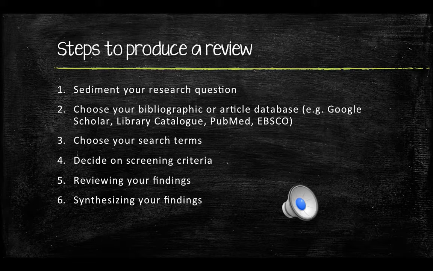So if you look into the literature on how to do a literature review, ironically, you'll find that most authors have divided the activity of creating a literature review into a series of subtasks. These all relate to your broader research project. The first thing you need to do, and which you have already done, is to cement your research question. Then you move on to choosing a specific bibliographic or article database. So this could be Google Scholar, it could be EBSCO, it could be the library catalogue.